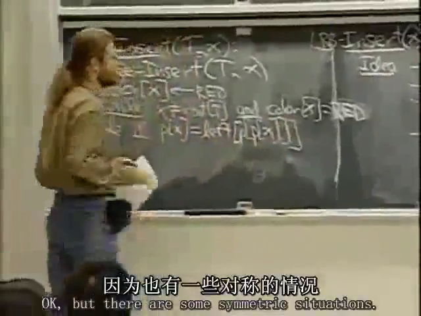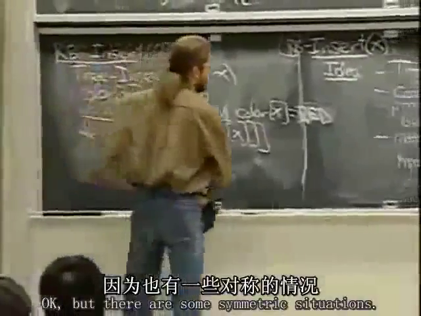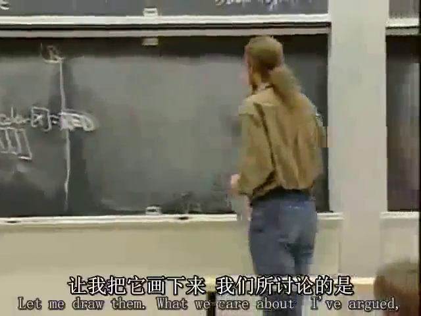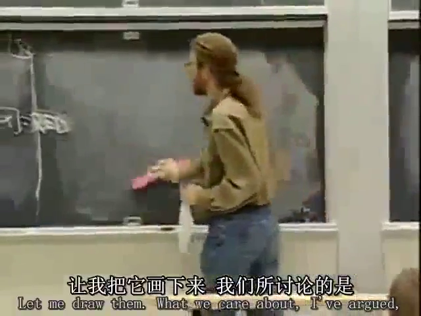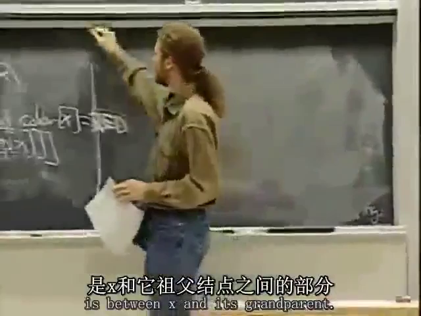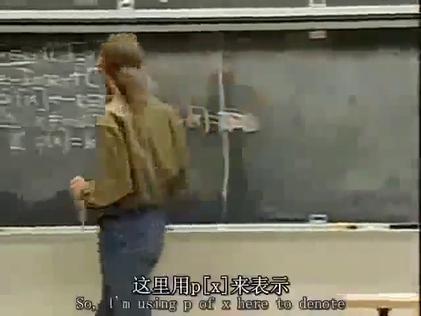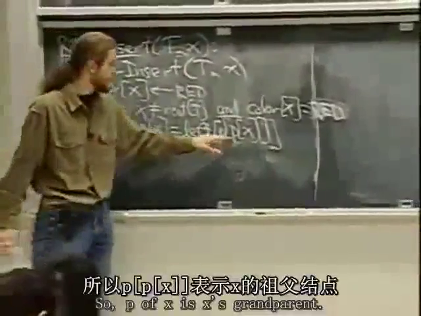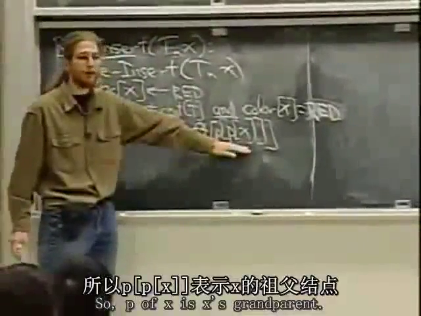Okay, but there are some symmetric situations. Let me draw them. What we care about, I've argued, is between X and its grandparent. So I'm using P of X here to denote parent of X just because it's shorter. So P of X is X's grandparent.